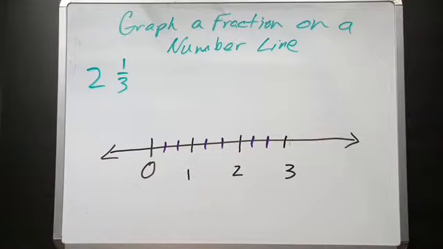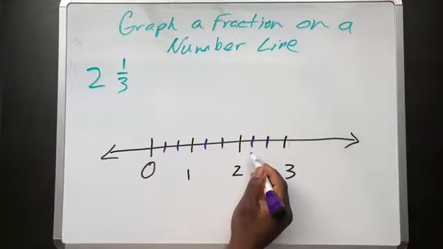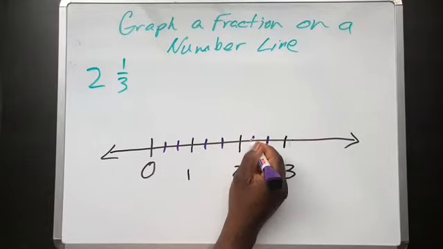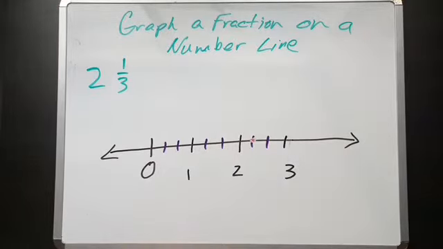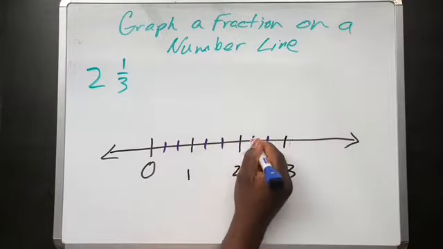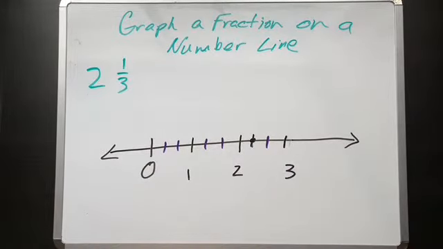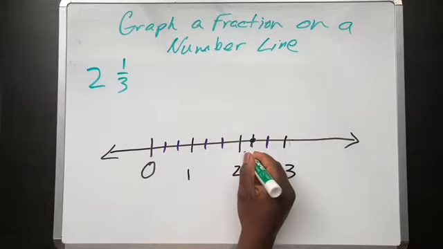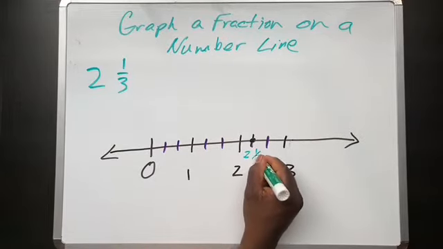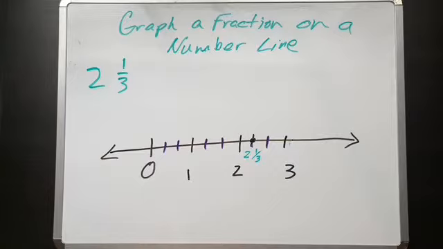So let's find out where to plot 2 1/3. We start out with 2, and 2 1/3 is right there. So there it is. I'll make that black. And I am going to write the fact that this is 2 1/3. So this is 2 right here and 1/3. And that is how you plot or graph a fraction on a number line.